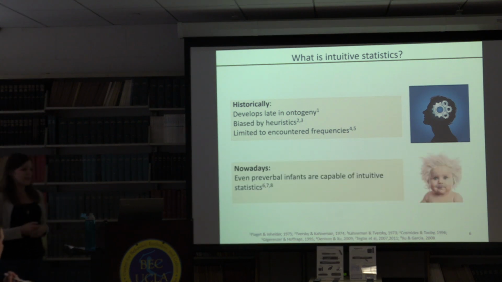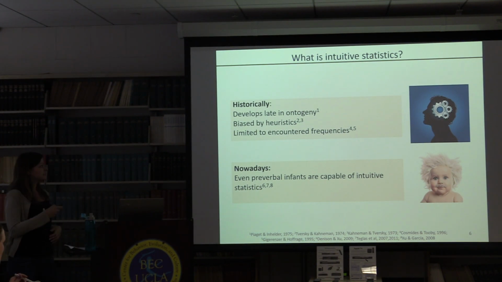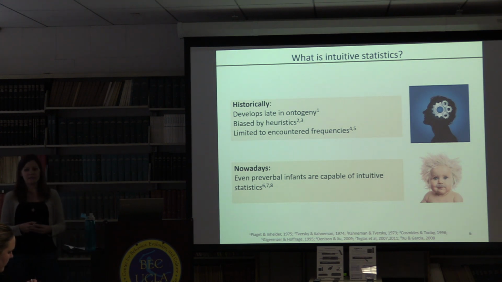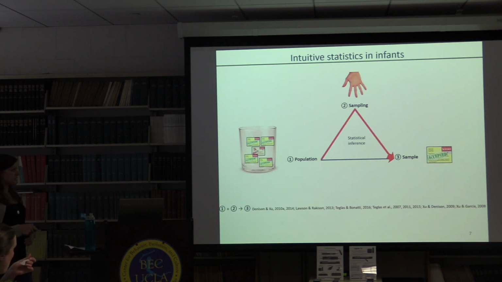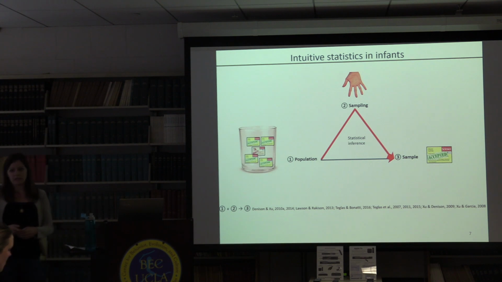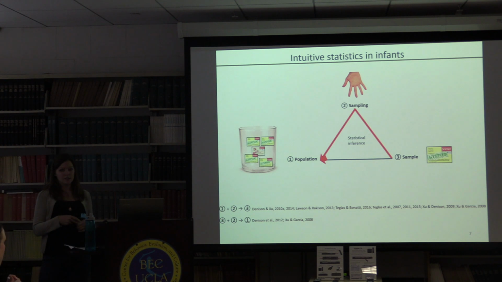However, in the last decade or so, new nonverbal measures were established, and intriguingly, contrasting all these previous predictions, it could be shown that even pre-verbal infants have a sense for intuitive statistics. For example, when infants were presented with a population of items and they witnessed the sampling process, they were able to draw conclusions about the resulting sample, just like you in the beginning of this talk. And this also worked in the other direction. When presented with a sample, infants drew conclusions about the likely composition of the population the sample came from.